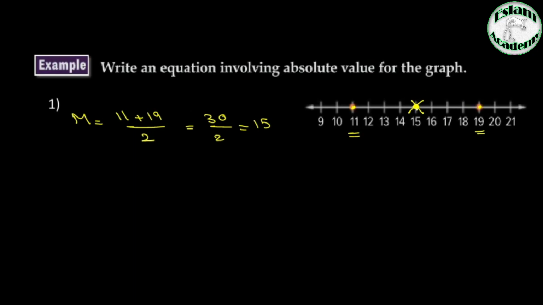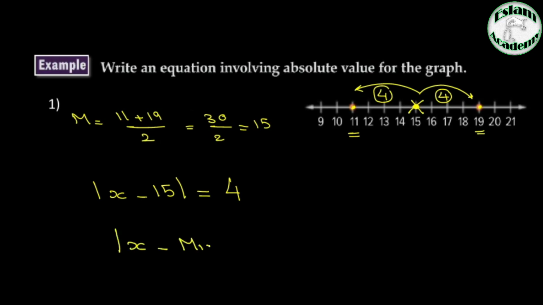What is the distance between 15 and 11? It's 4 units. What is the distance between 15 and 19? It's also 4 units. So the equation which represents this relation will be the absolute value of x minus the middle value, which is 15, is equal to the distance, which is 4. So the equation will be represented as the absolute value of x minus the middle value is equal to the distance.